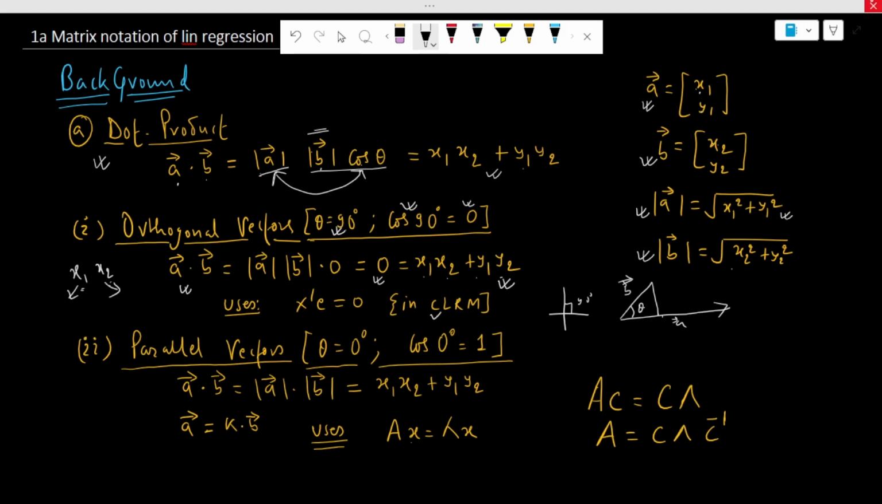Similarly, in the classical linear regression model, if the dot product of each independent variable with the error term is 0, then we call them orthogonal, and we have the assumption that the independent variables and the error term should be orthogonal.